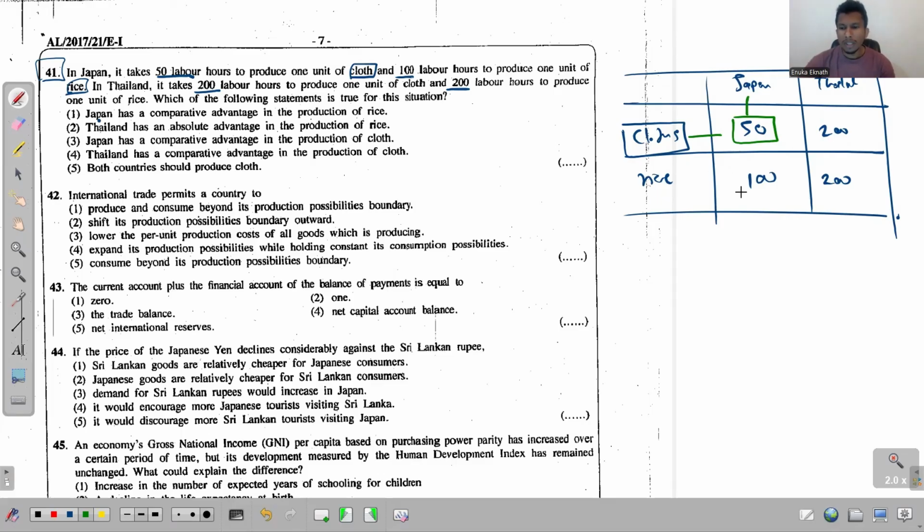And for rice, again see, Japan has the absolute advantage because they use only 100 units of inputs to produce 1 unit of output. And so Japan has the absolute advantage in producing both goods.